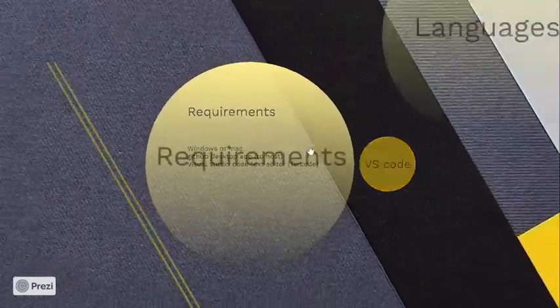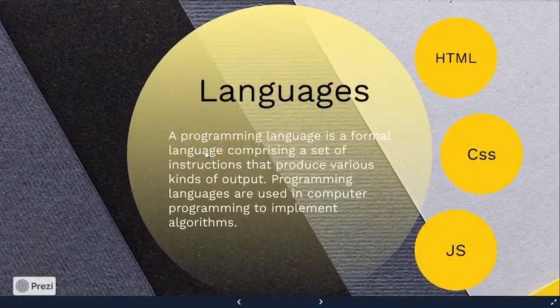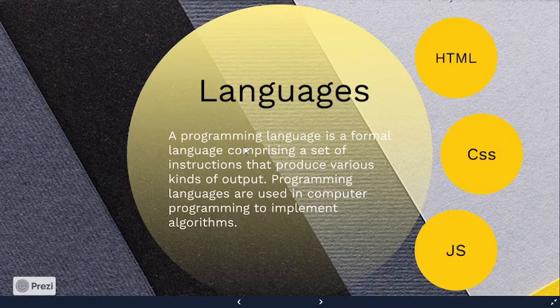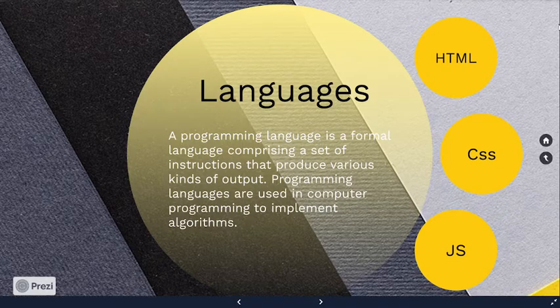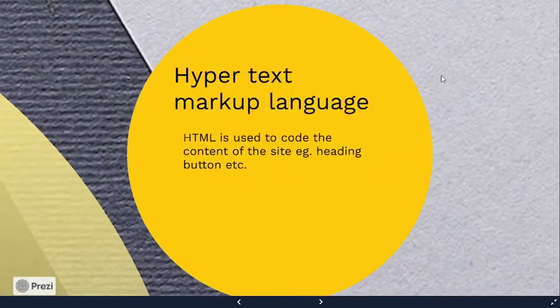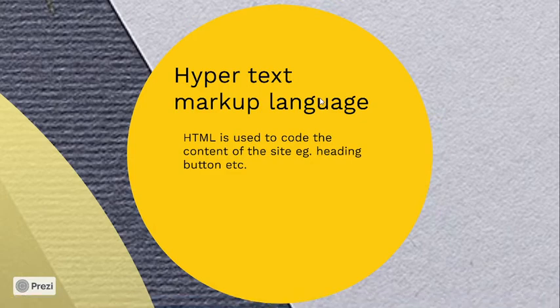Now let's see what languages we would be working on. So what is a language? A language is a format in which we give the computer a set of instructions, which are called algorithms, and those algorithms are coded in a particular language. HTML, CSS and JS, three languages altogether, would all be linked. HTML is Hypertext Markup Language. It's not basically a programming language, but a markup language which we use to code the content of the site.